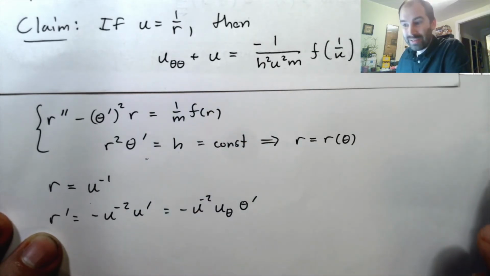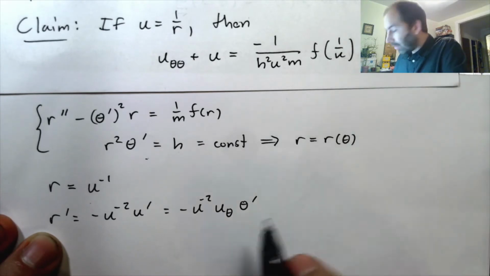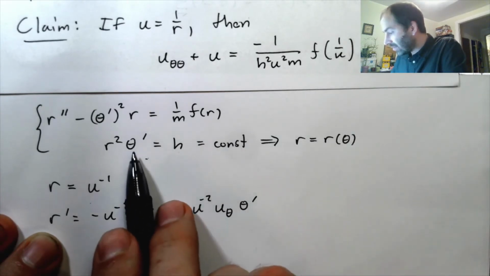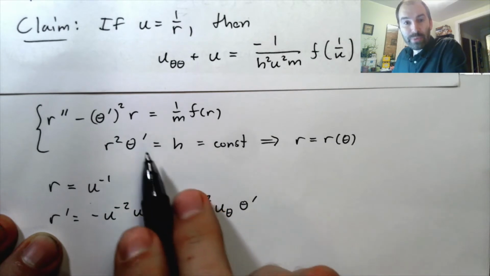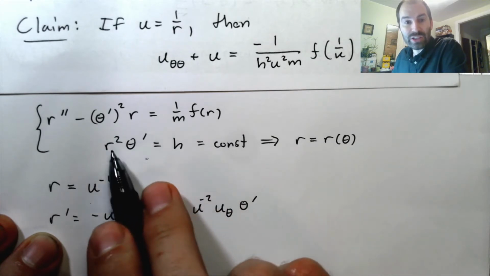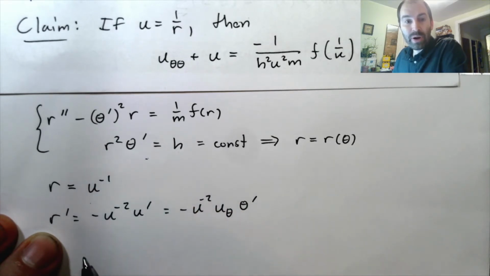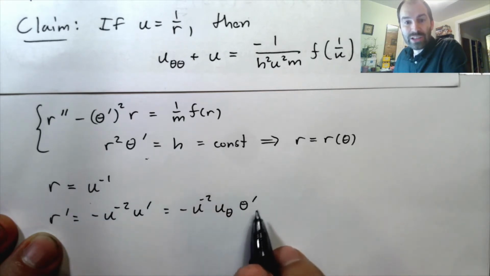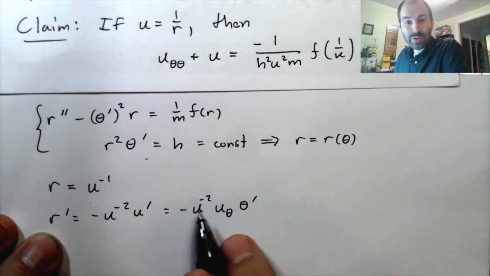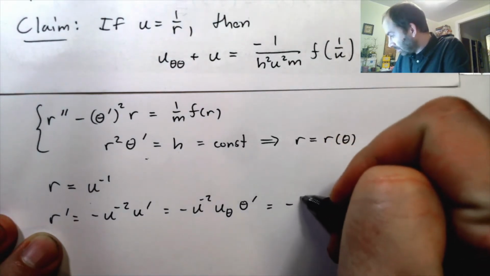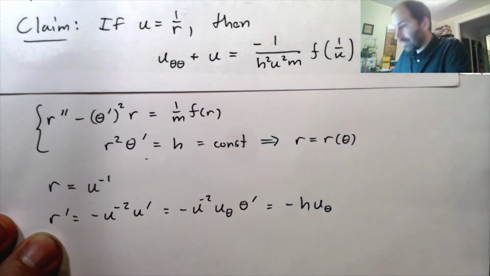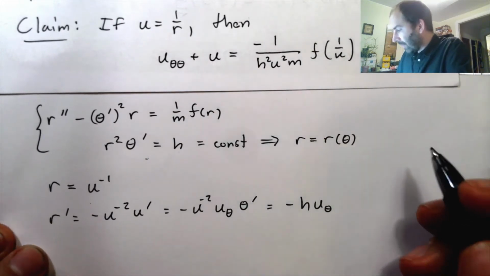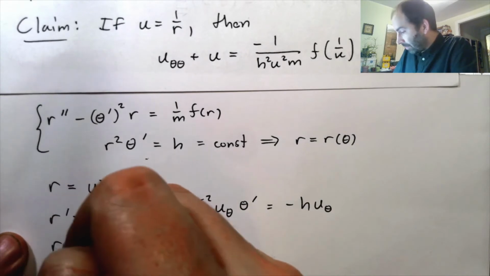So that's good. Now we can say a little bit more here, because we can use this equation up here. Theta prime is the same thing as h times r to the negative 2. But r to the negative 2 is the same thing as u squared, so this is the same as h times u squared. That u squared and this u squared are going to cancel each other out. Isn't that nice?